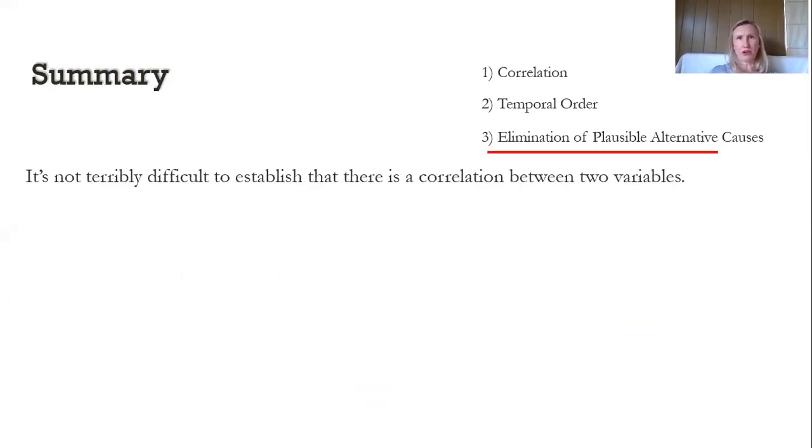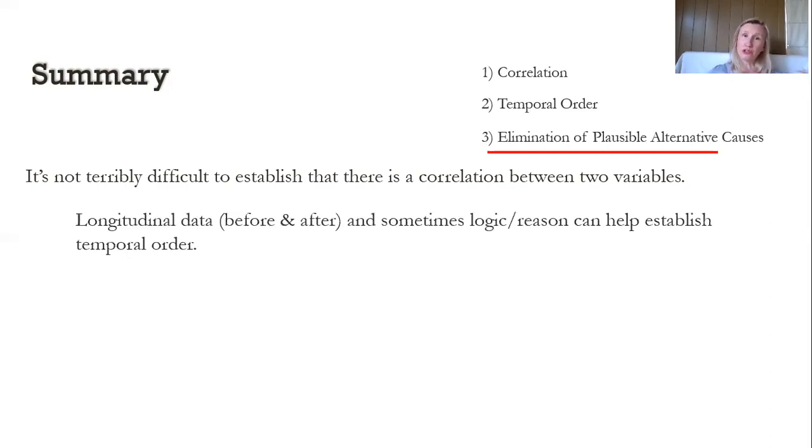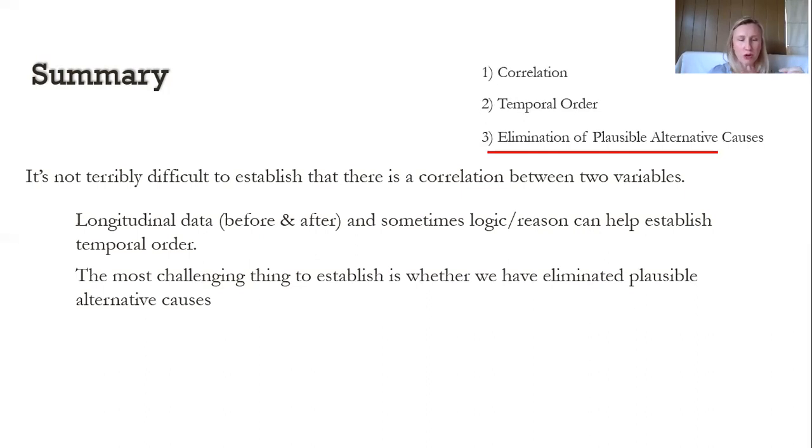It's not terribly difficult to show that a relationship exists between two variables. Looking at motorcycles and sour cream, it's not that difficult. We just have to put data points into a program. Longitudinal data and sometimes logic can help establish temporal order for sure. So again, a little more difficult to establish that, but if we really use logic and common sense, we can probably get there.